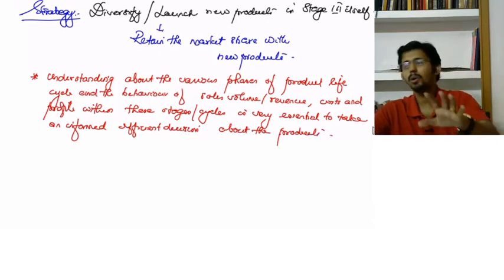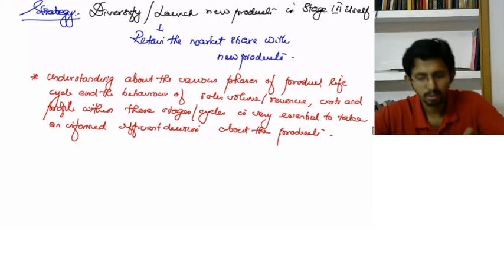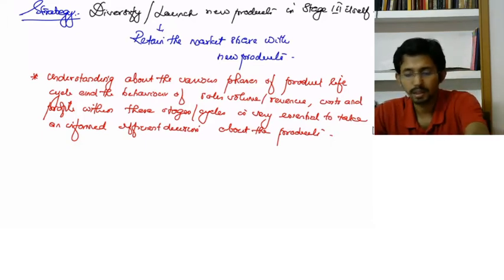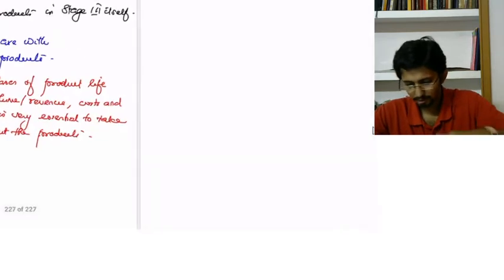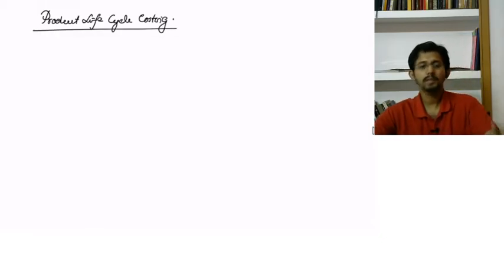Okay, so if you don't know what are the features of this cost, revenue, then profits, over these stages, you may end up in wrong decision making. Okay, so this has to be understood and this has to be known. Okay, now we are moving to the next, product life cycle costing. Okay, now what do you mean by product life cycle costing?